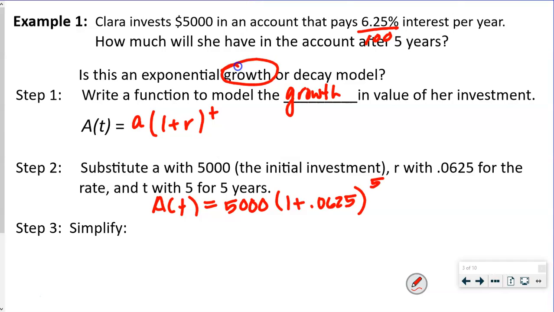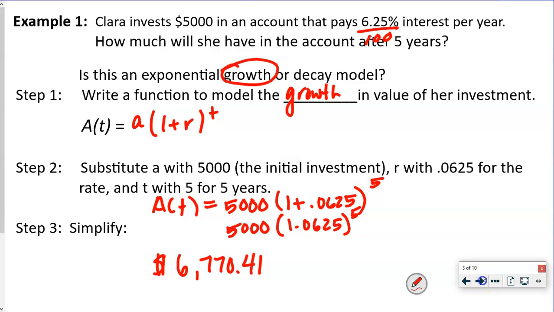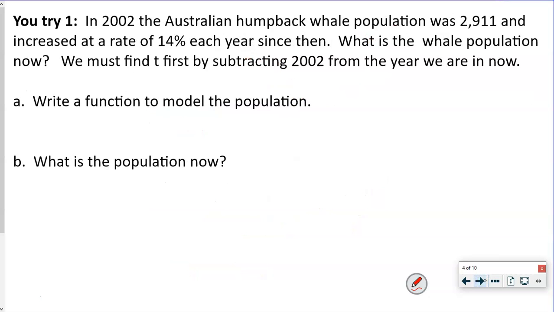Now, sometimes you'll see this equation look like this: 5,000 times 1.0625 to the 5th power. It's important that you can recognize that those are the same thing. Then what I typically do is I do the 1.0625 to the 5th, and then I multiply that by 5,000 when I do this in the calculator. So when I do that, I get $6,770.41. Okay. All right, so now you guys try this one and see if you can do it. Come back to me when you're done.